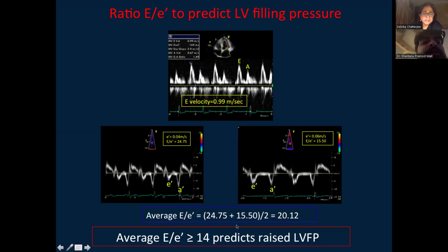So as per the latest ACC guidelines, if the average E by E prime is more than or equal to 14, it predicts the raised LV filling pressure. So normally it should be less than 8. So once it starts to be close to 12, 13, 14, we become very, very careful. If it is more than or equal to 14, the LV filling pressure is definitely high. So this is the way we calculate the E by E prime to predict the LV filling pressure.